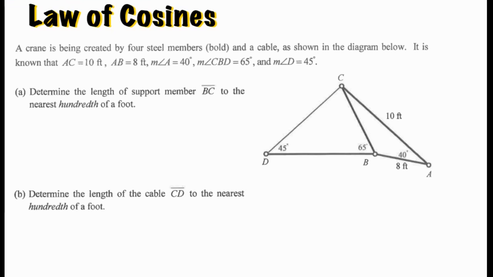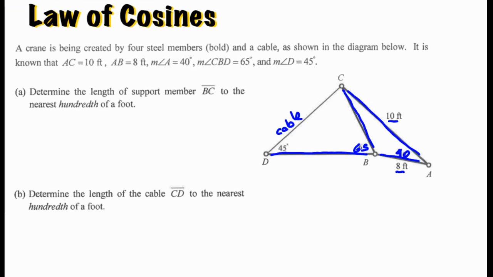It states that a crane is being created by 4 steel members in bold. So these are the bold segments of the image for the crane. And a cable shown in the diagram below. Here is our cable. It is known that AC is 10 feet, that AB is 8 feet, that the measure of angle A is 40 degrees, and that the measure of angle CBD is 65 degrees, and that the measure of angle D is 45 degrees.